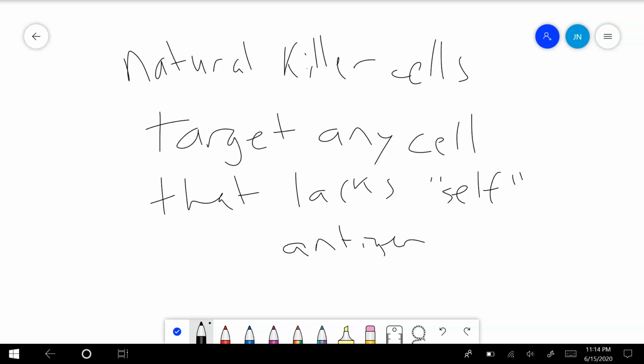Natural killer cells may attack cancer cells. They may attack cells that are infected with a virus. They may attack foreign cells. Doesn't matter, they'll attack that. We'll talk about the mechanism, but they cause cells to die. They're hardcore.